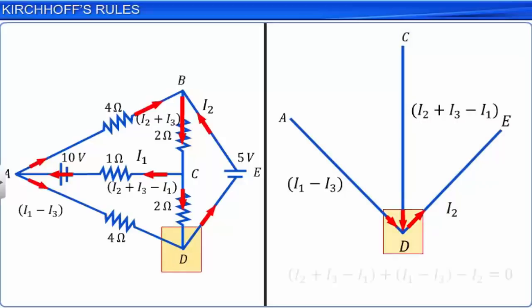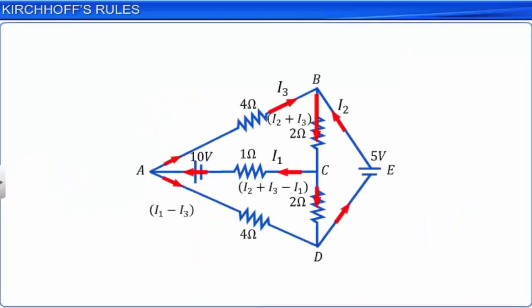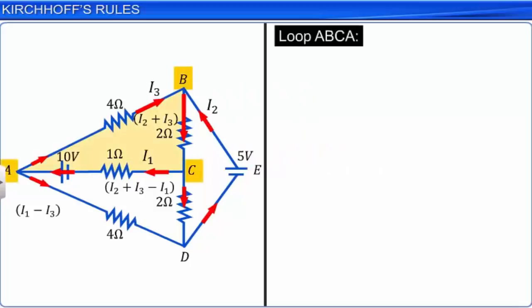There are three unknowns in the circuit. They are I1, I2, and I3. To find the values of these unknowns, we apply Kirchhoff's second rule to any three closed loops in the circuit. Loop ABCA. Let us start from the negative terminal of the 10-volt battery. Walk through the loop in a clockwise direction and add the potential changes.